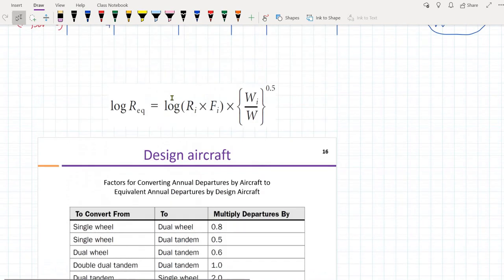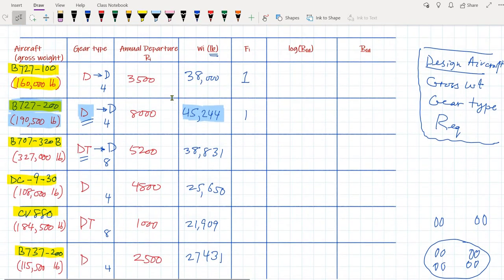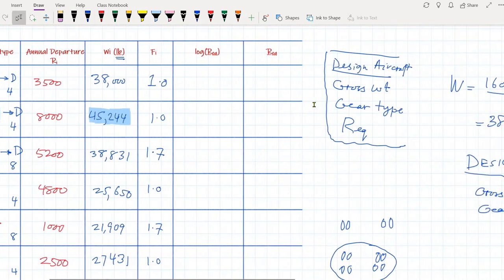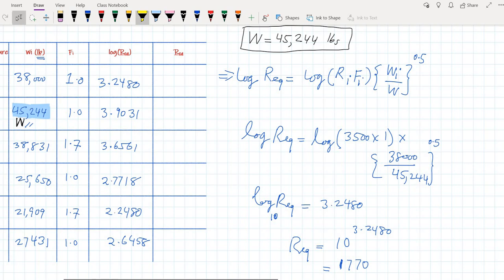So let's go back to our table and put it here. From dual tandem to dual, it should be 1.7. Dual to dual is 1. Dual tandem to dual is 1.7, and this is also 1. The next step is to calculate the log R equivalent. Here is the formula to calculate R equivalent.